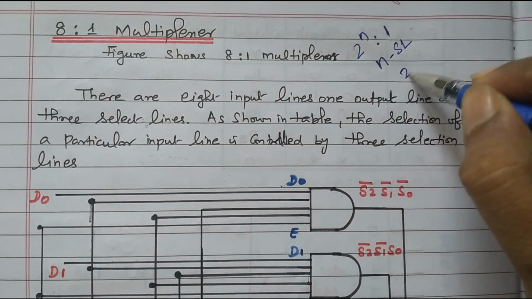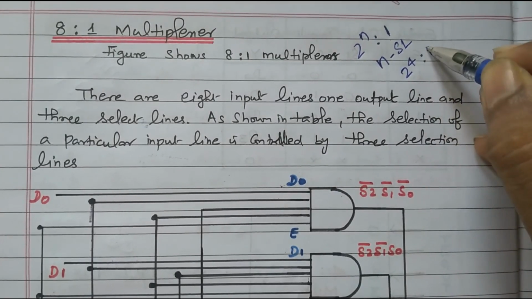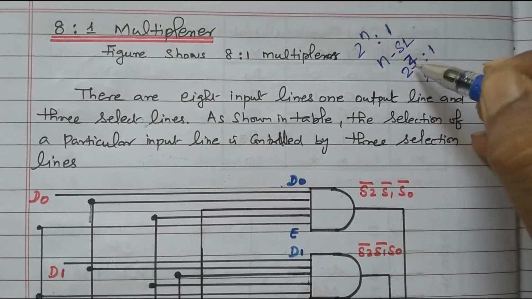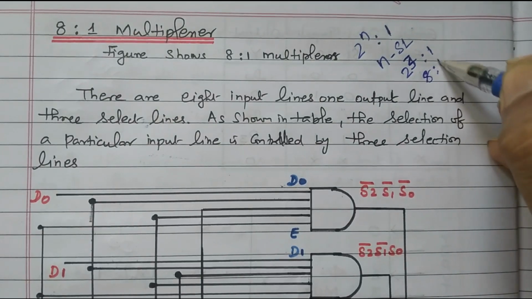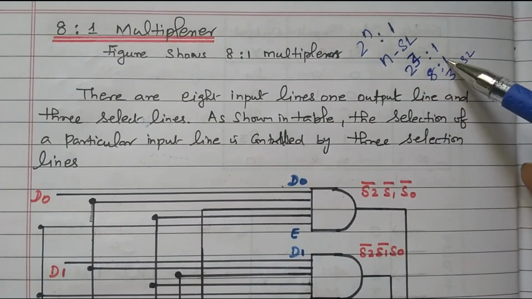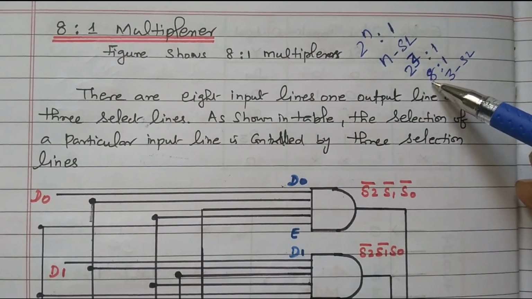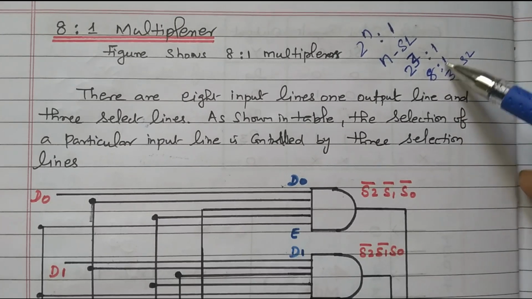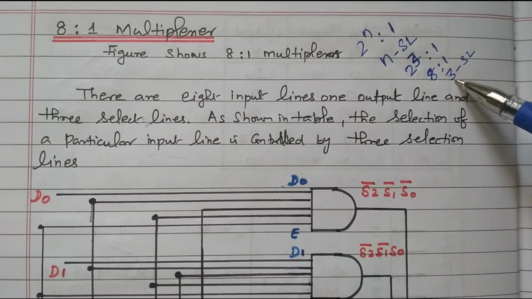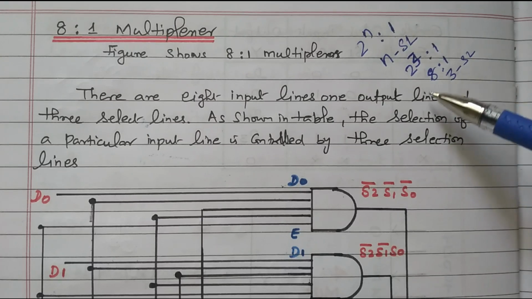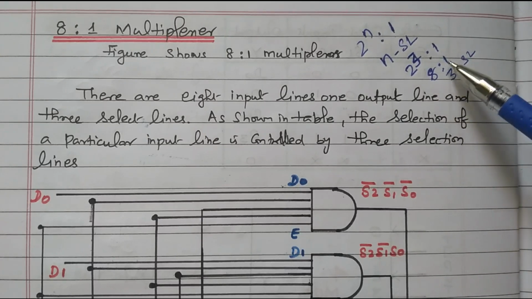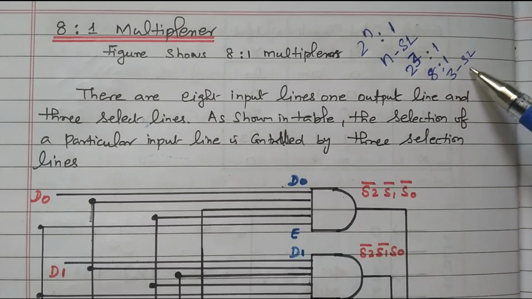So here we have n equal to 4. 2 to the power 4 is to 1... so here n is 3, not 4, n is 3. 2 to the power 3 means 8 is to 1, and 3 selection lines are available, right? So 8 inputs, only one output. Out of 8 inputs, only one output is available at the output side. That is decided by the 3 selection lines. These 3 selection lines will decide which input is available at the output, right? So we have 8 input lines, only one output line and 3 selection lines.